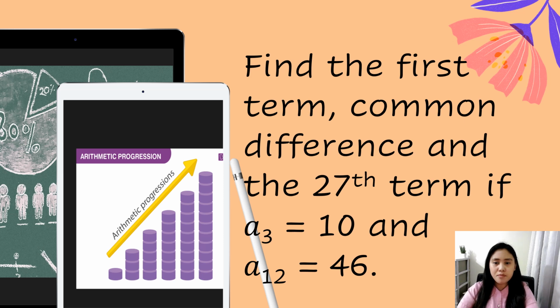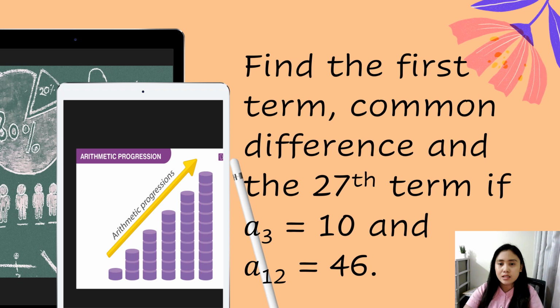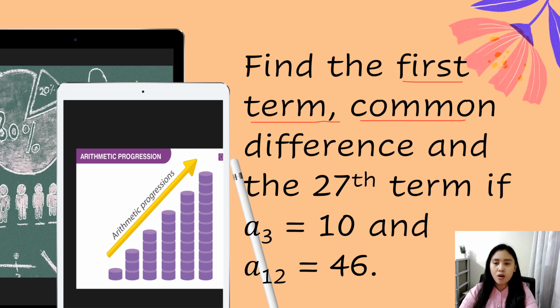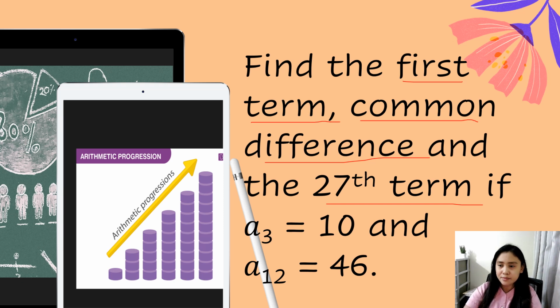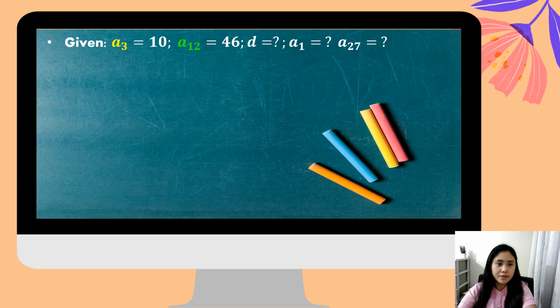Find the first term, common difference, and the 27th term if the third term, or a sub 3, is equal to 10, and the 12th term, or a sub 12, is equal to 46. So, meron tayong tatlong hahanapin. The first term, the common difference, and the 27th term. Kaya yan. Given a sub 3 equals 10, a sub 12 equals 46. Find the common difference, the a sub 1 and the a sub 27.